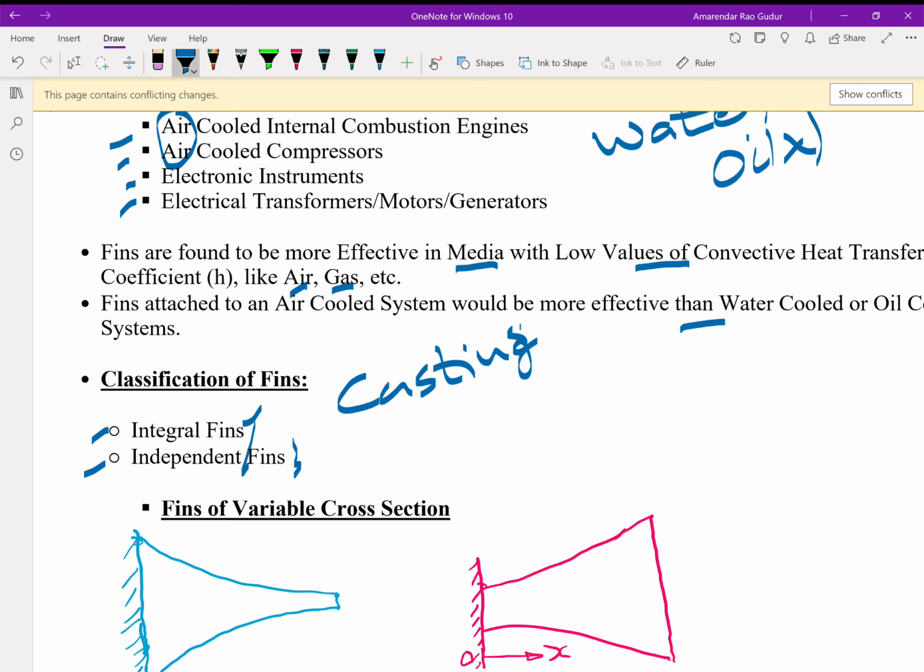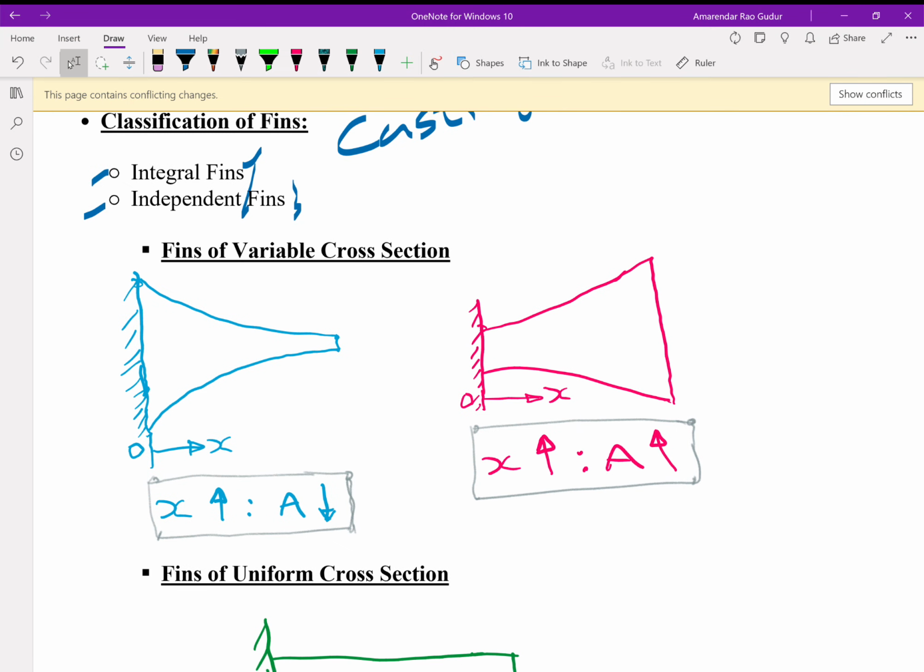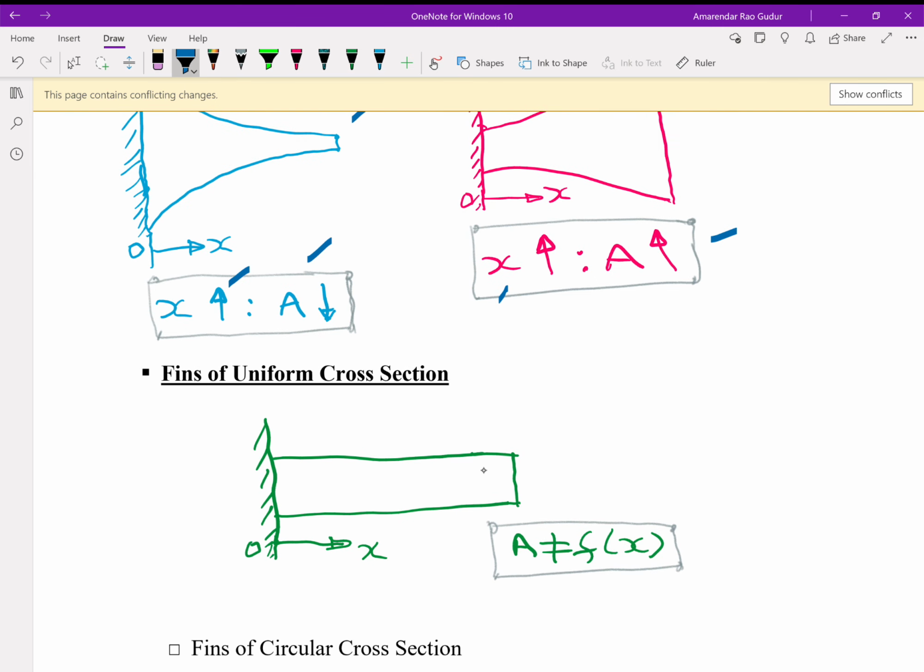Again, integral fins or independent fins could be of two categories. Fins of variable cross section: the area of cross section may diminish as you go away from the surface, or may increase as we go away from the surface. In practice, fins with a variable cross section are preferred due to less space required to accommodate them. And space becomes an important criterion in automobiles, in aircrafts and other applications. On the other side, one can have fins having uniform cross section. Doesn't matter where you are located, you are going to have the same area.